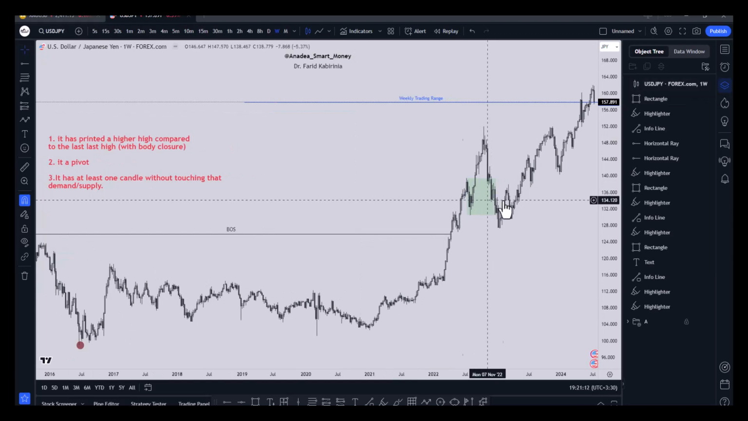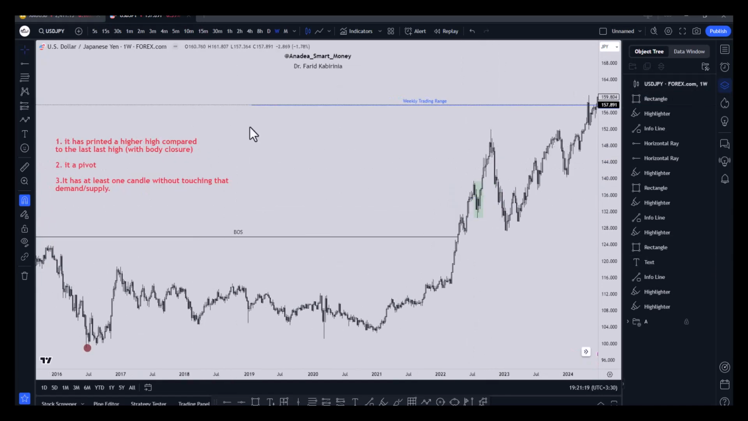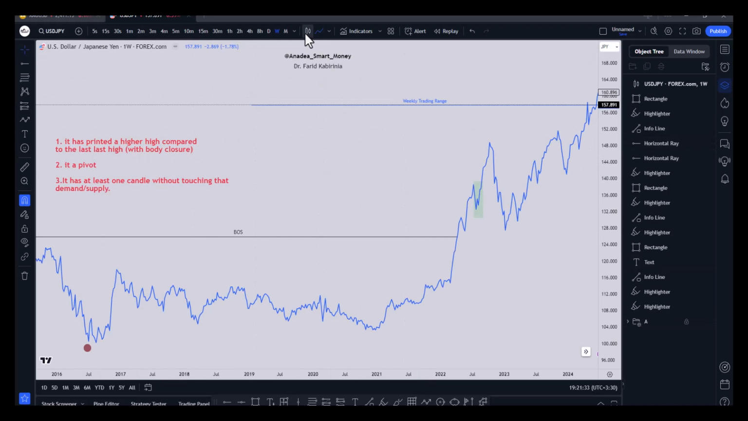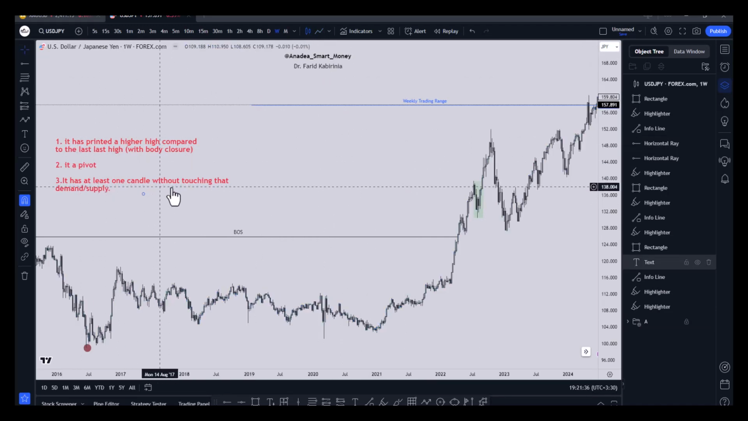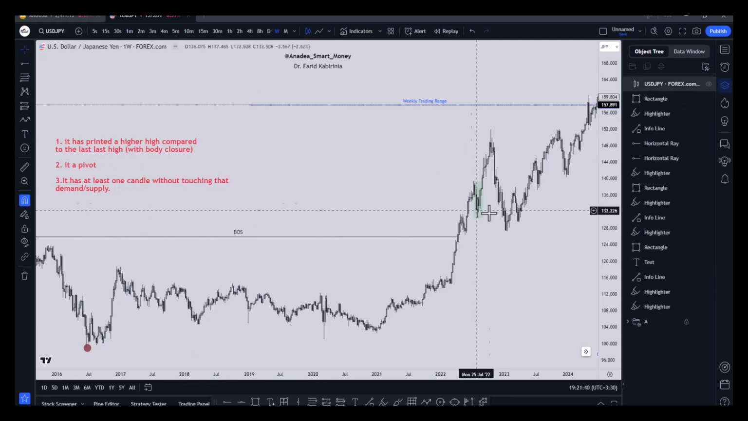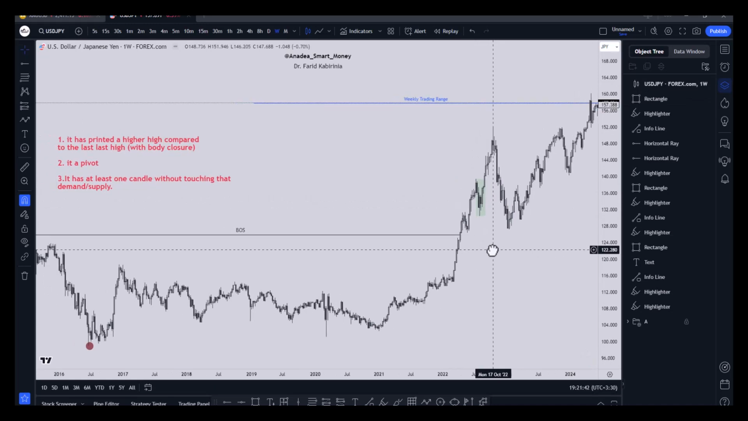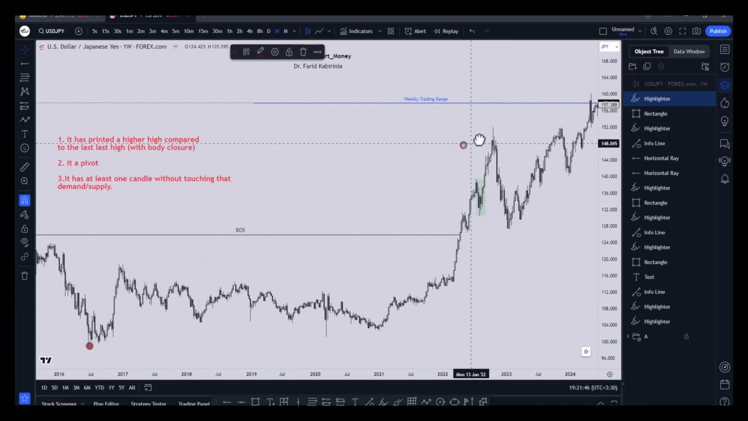So let's check out this demand area. It's a demand range. It checks our first rule. It has printed a candle over the last pivot high, and it has a body closure, so it's checked. It's a pivot. Let's see. Yes, it's a pivot. It has at least one candle without touching that demand or supply zone. It has multiple candles not touching this demand zone. So closing below this demand zone means our new swing high is determined.